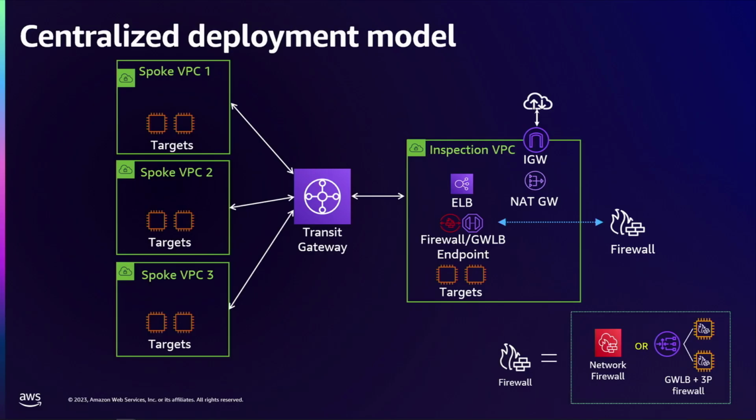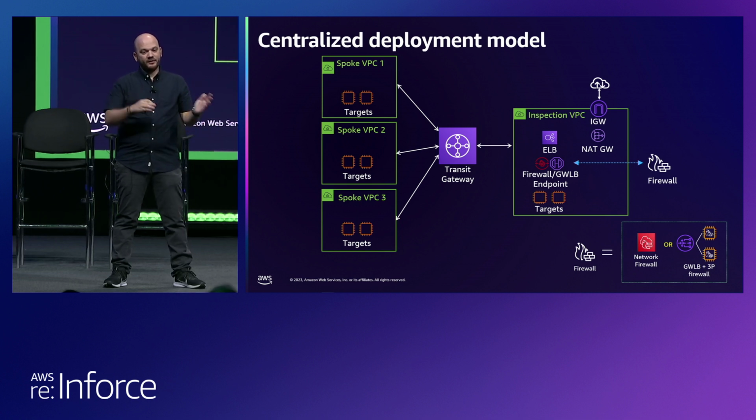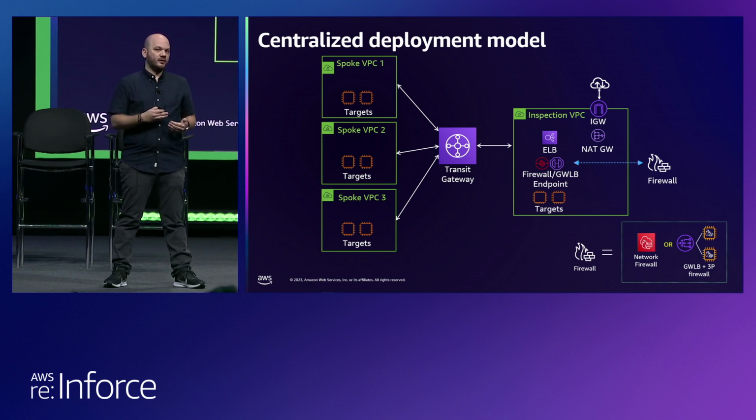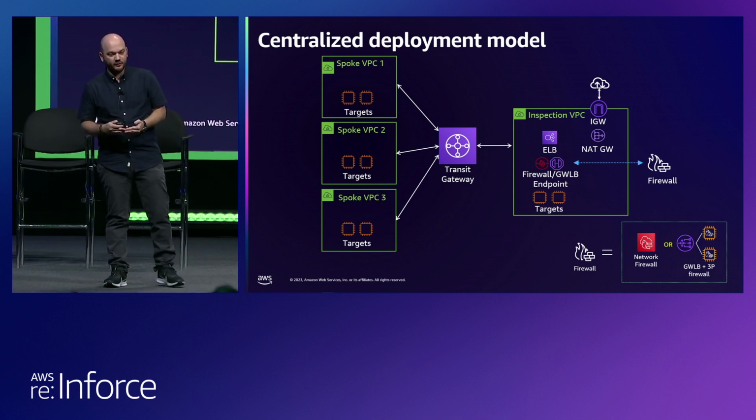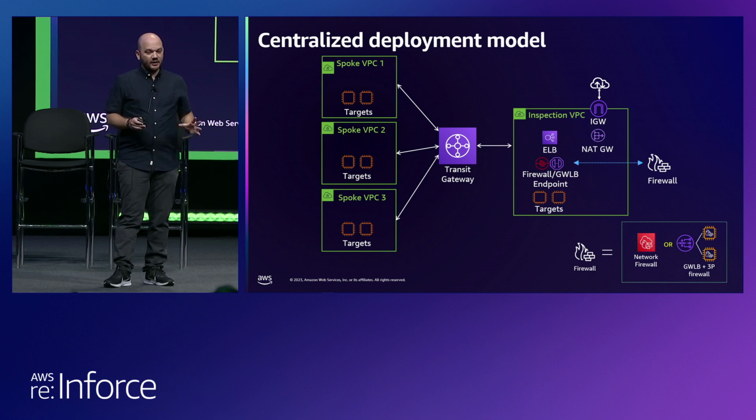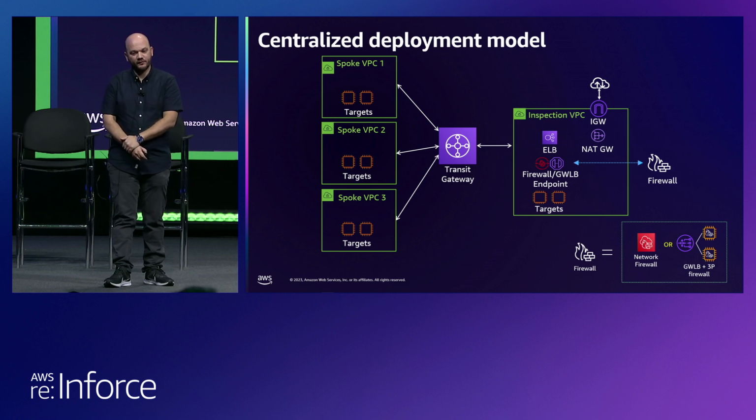So in a centralized deployment model, I will have all my spoke VPCs. Each one might have one, two, multiple applications, all connected using our service, which is called Transit Gateway. Transit Gateway is like our virtual router that connects all these VPCs together. And I will create a separate VPC, which I will call my inspection VPC, where I will have my firewall or the gateway load balancer with my appliance running there. And what happens here, I want to inspect all the traffic coming from these VPCs through that inspection VPC.